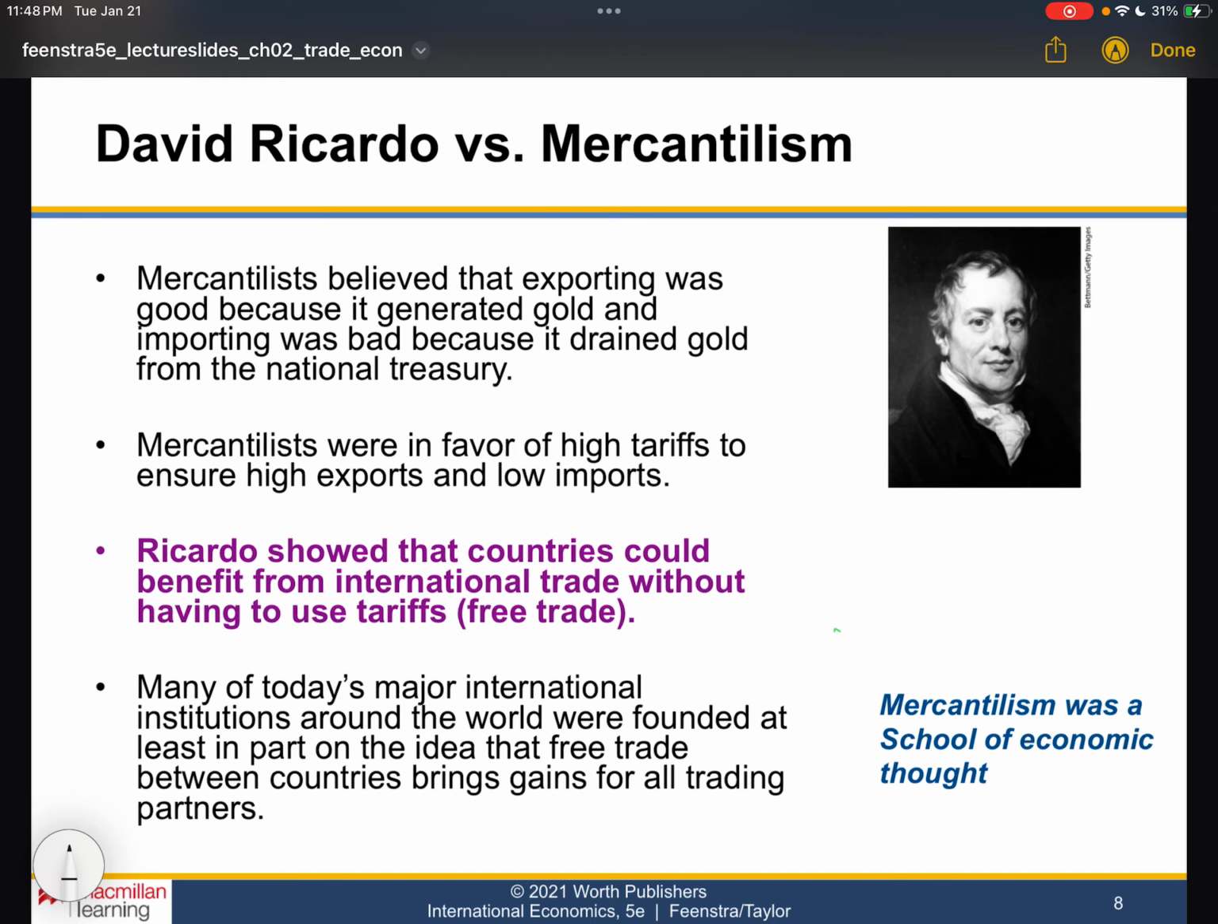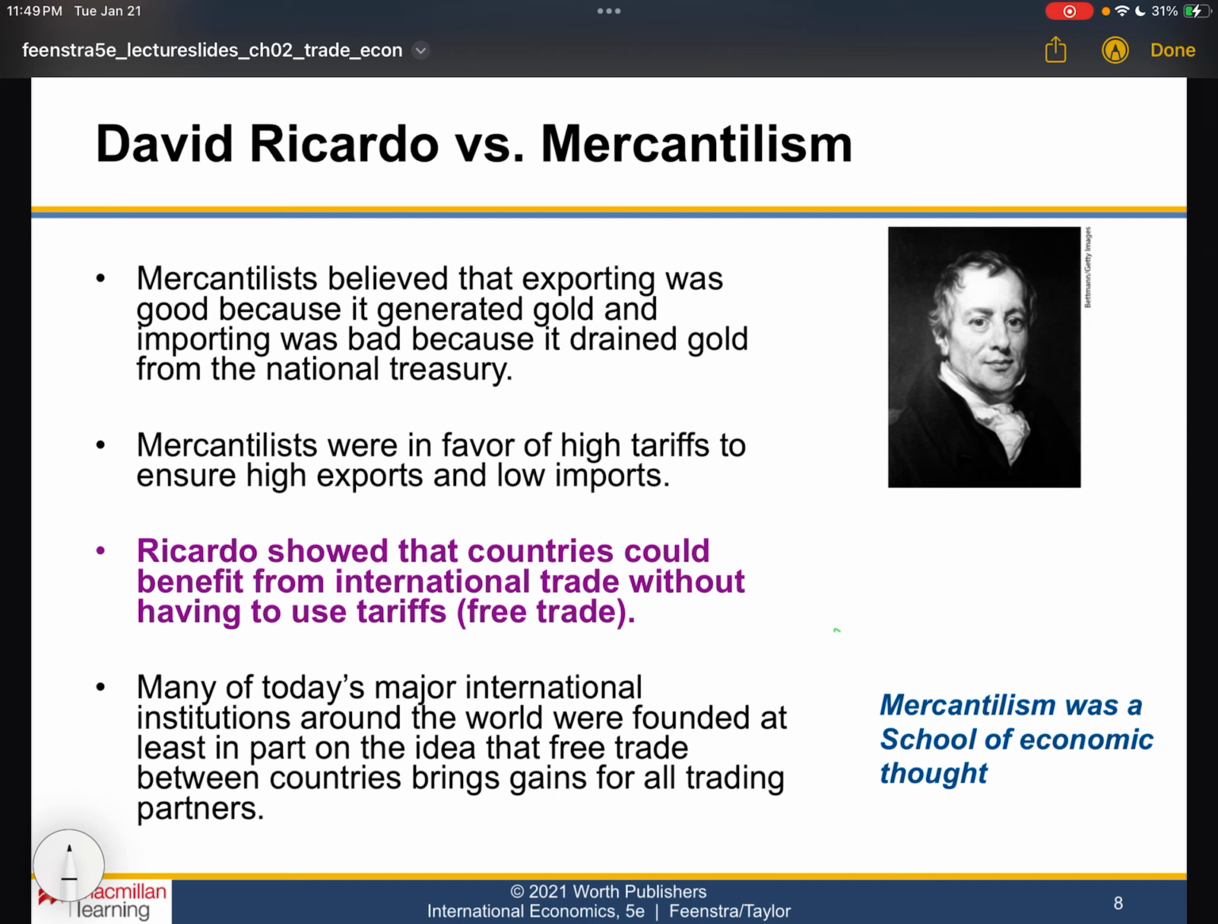When you import goods, you have to pay for them, right? But when you export goods, others pay you. So it's better to be paid than paying others for their goods. But Ricardo, with his Ricardian model, was trying to show that, hey, with free trade, countries can benefit. Meaning, with free trade, countries can reach points of production that used to be unattainable if they are only focusing on themselves or trading within their own country. So with free trade and no tariffs, countries can do better.